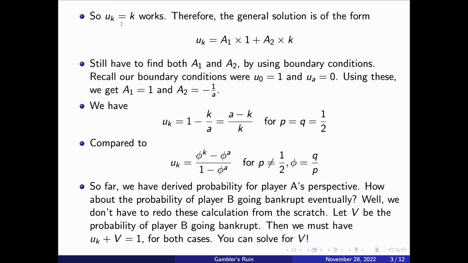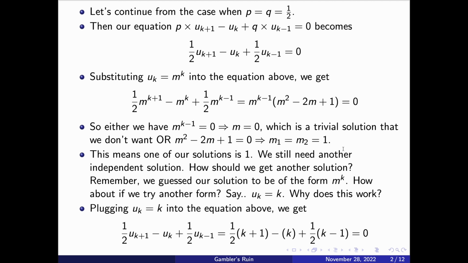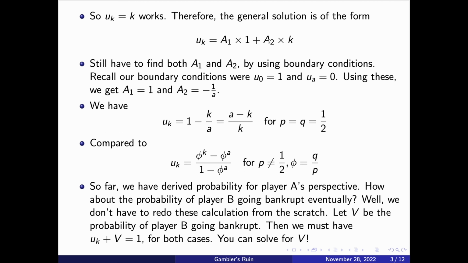And then using this, our general form, we'll get something like this. So u_k equals a1 times 1. This 1 is from this guy, that's when we had m raised to the power of k. And then this a_2 times k. This k is coming from this guy. So we have two independent solutions and we combine them. We did the linear combination of those two, and that is our general solution for this problem.